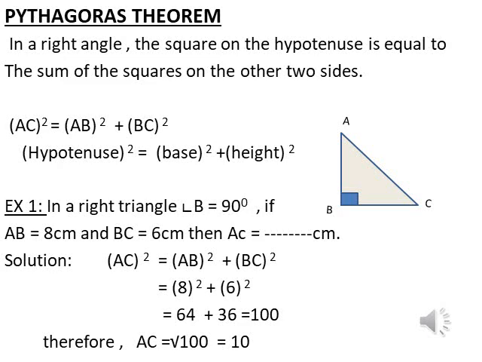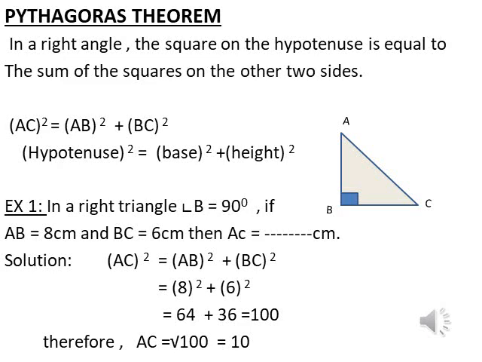Now, what the Pythagoras theorem states is that the square on AC, that is the square on the hypotenuse, is always equal to the sum of the squares on the other two sides, that is AB square plus BC square.